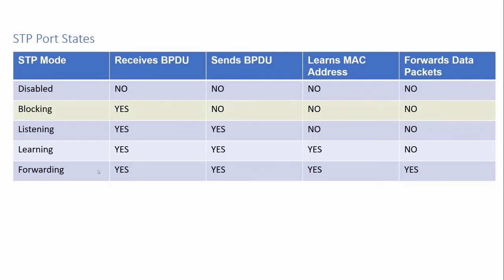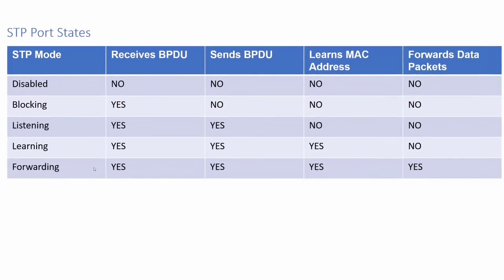But a port that is in a blocking state, that means that it is an enabled port, but it's not going to be doing full function. In a blocking state, the only STP function that it's going to have is receiving BPDUs. It will not send them, it will not learn MAC addresses, and it's not going to forward any data packets, but it will receive BPDUs so that if there is a topology change, it can learn about it.